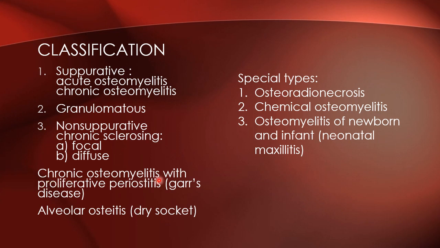Chronic osteomyelitis with proliferative periostitis. And alveolar osteitis, dry socket. And there are special types of osteomyelitis. They are osteoradionecrosis, chemical osteomyelitis, osteomyelitis of newborn and infant, aka neonatal maxillitis.